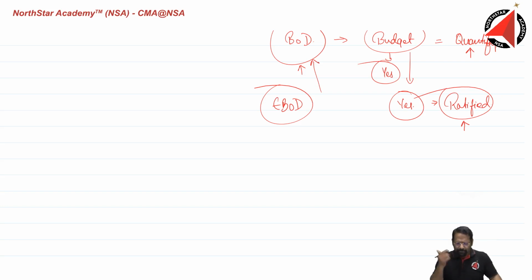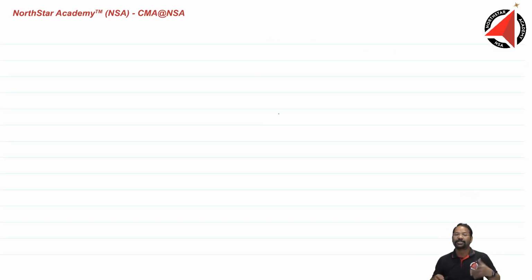All right, I am using the word emergency board meeting. In technicality, we don't call it an emergency board meeting, we call it an extraordinary board meeting, right? Fine. Got the context? Clear? Importance of budget? Very good.